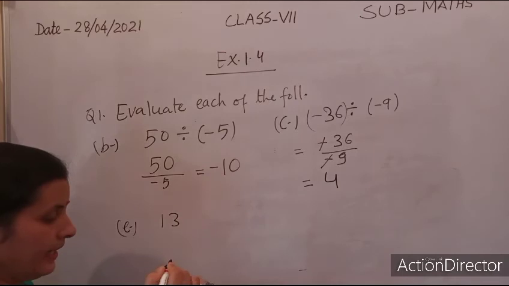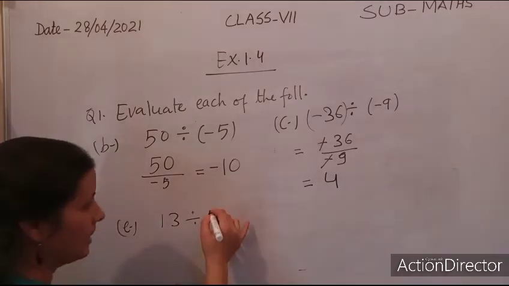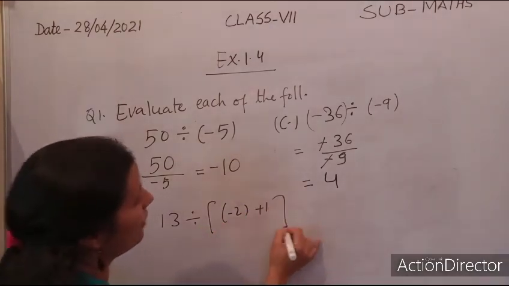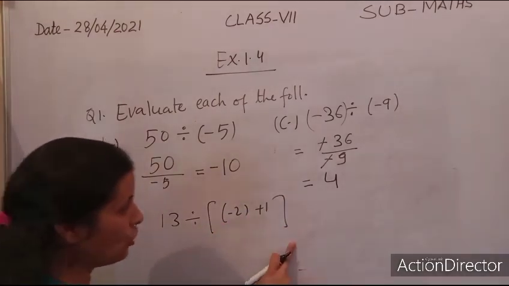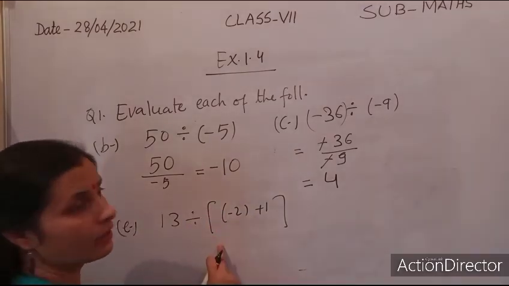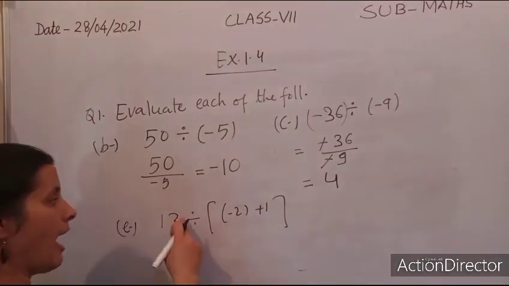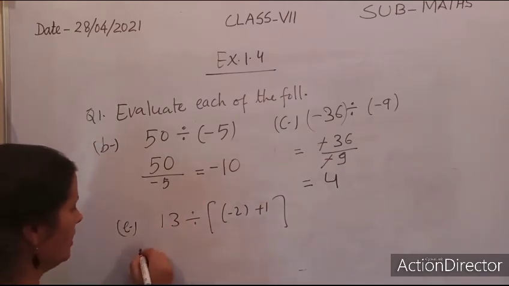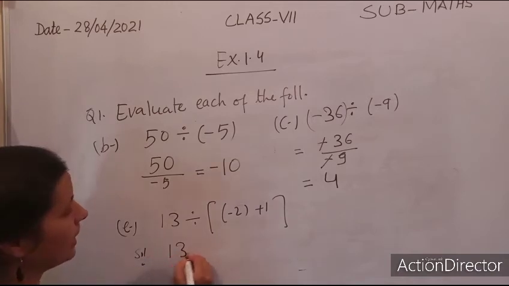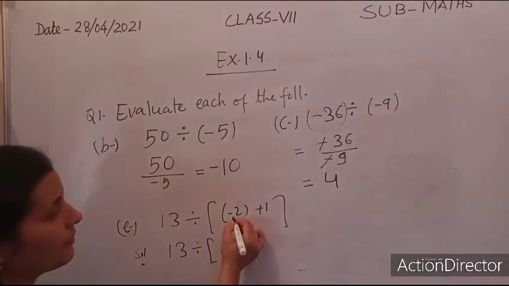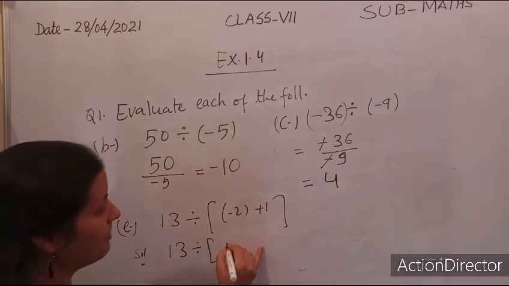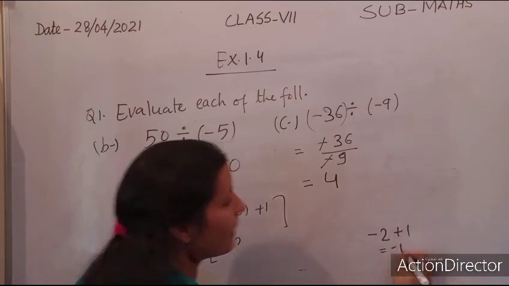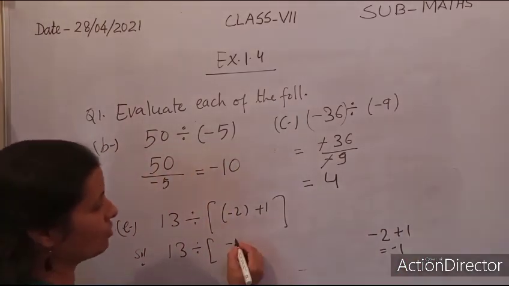The E part is 13 divided by minus 2 plus 1. Now here you can see, as per the BODMAS rule, first we will solve this bracket, and after that we will proceed with the division. Understood? So the solution will be: note down 13 as it is and solve this bracket. Minus 2 plus 1 will become minus 1. So I am writing here minus 1.